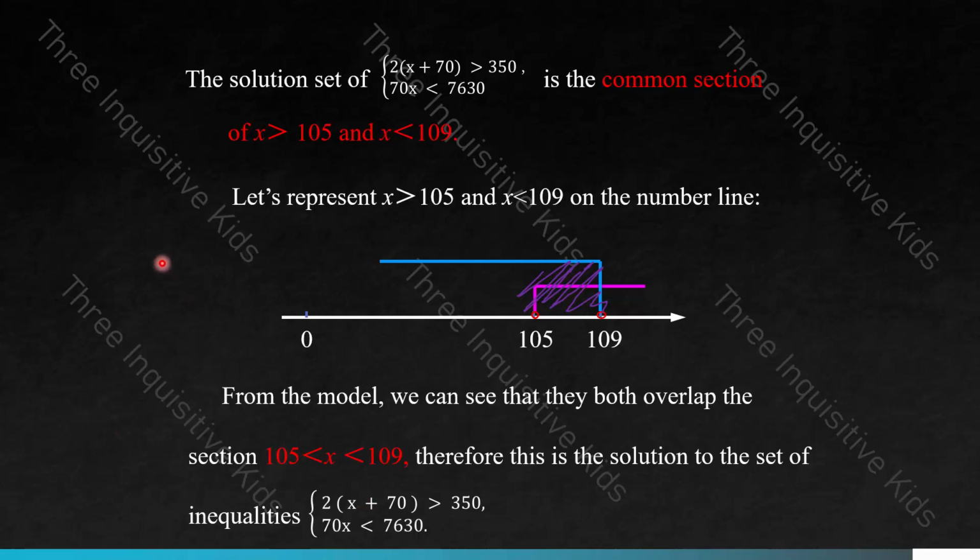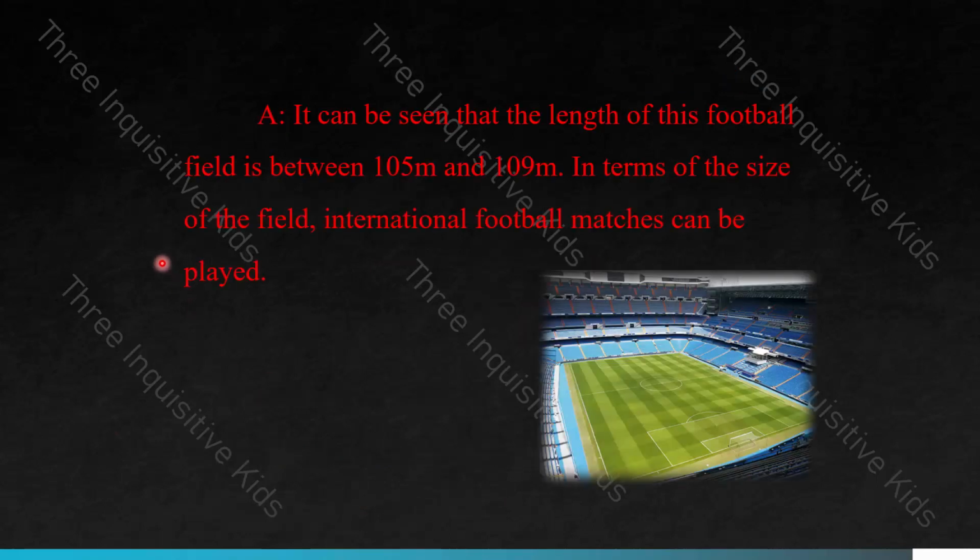Okay, now that we've found the value range of x, let's answer the question. It can be seen that the length of this football field is between 105 meters and 109 meters. In terms of the size of the field, international football matches can be played on this field.